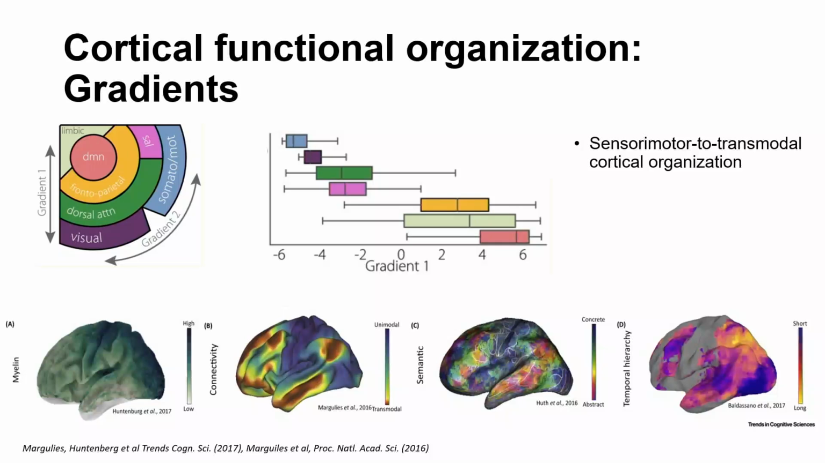We observe the same pattern not only in functional connectivity, but also in various data domains such as intracortical myelin, semantic category processing, etc. So that's the first gradient. The second gradient separates the unimodal networks between the visual and somatomotor regions. However, all these patterns were obtained in cognitively healthy adults.